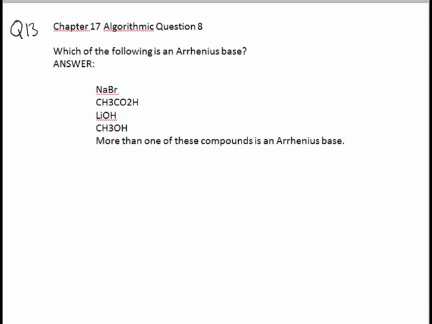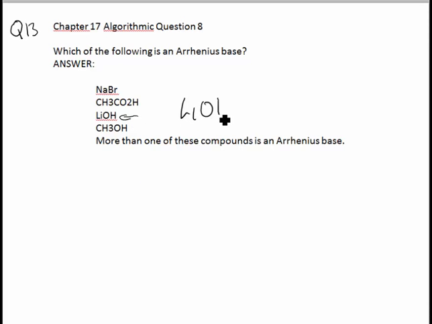Okay, question 13. Which of the following is an Arrhenius base? Now remember, Arrhenius is that first, simplest definition. Add it to water. Does it increase the OH minus concentration? That's a base. Now the only one here that's a strong base.